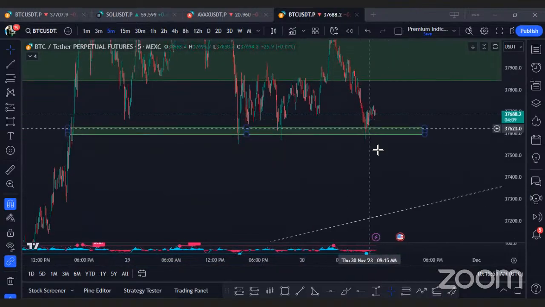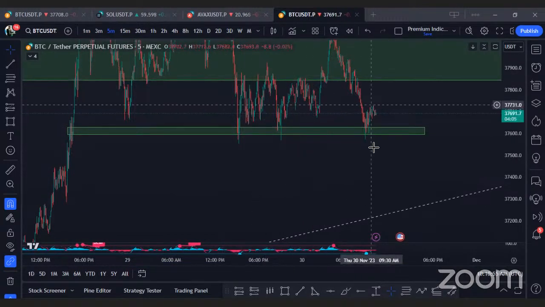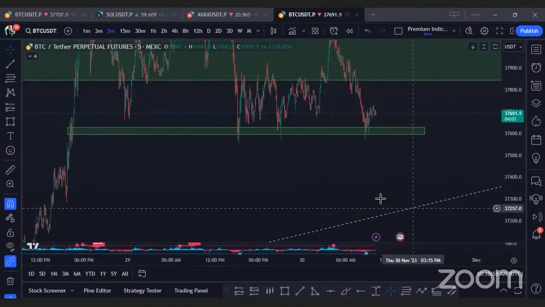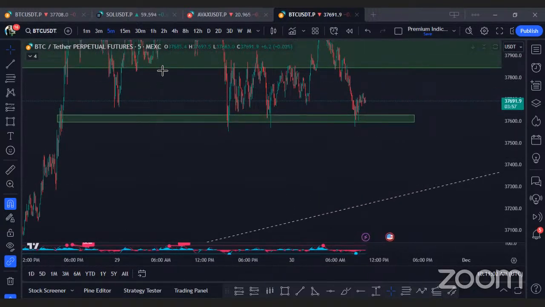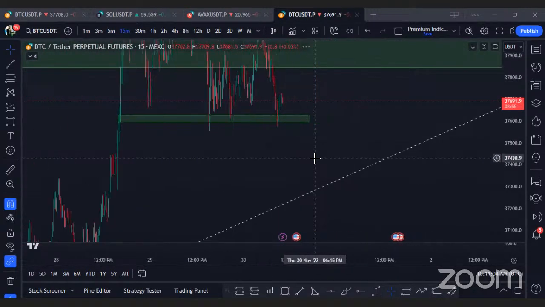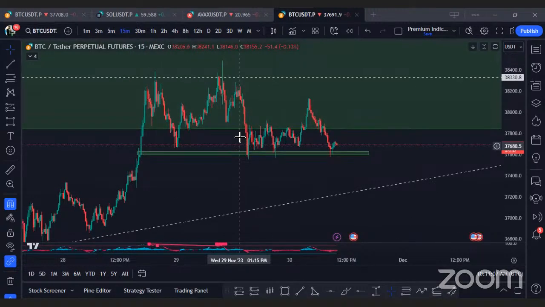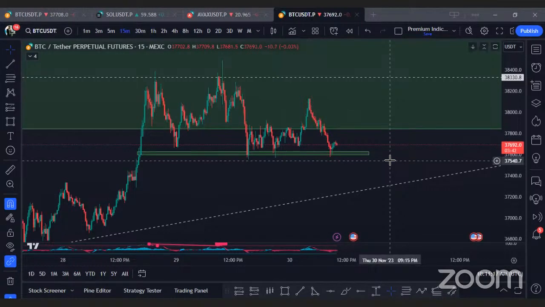So until we break below this level of 37,500, I should be looking for long. When we break below this level, then I can start shorting down to that trend line there. But for as long as we keep rejecting that area, I'm not shorting BTC. But you can short. I'm just telling you what I should do as regards BTC. So that's basically my own view on BTC.